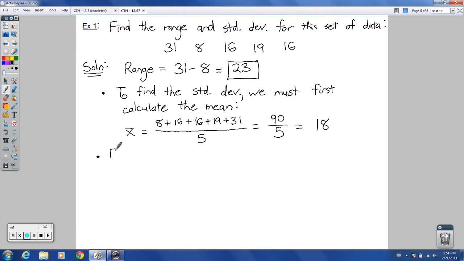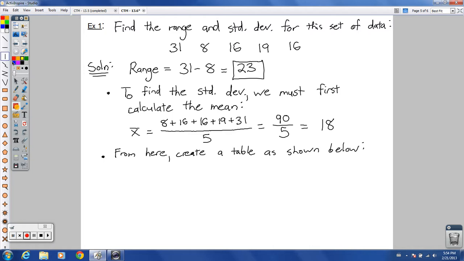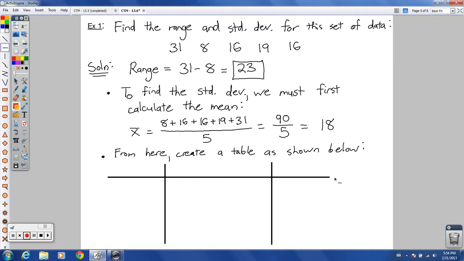And so this number we're going to plug into our table values in a little bit. So from here, create a table as shown below. What's our table going to look like? Let's make this table with 3 columns. First one kind of skinny, and then the other 2 are a little bigger. So about like that. Give each column a heading here.